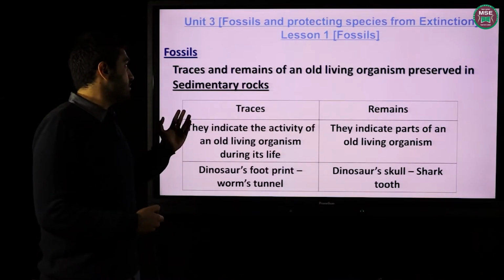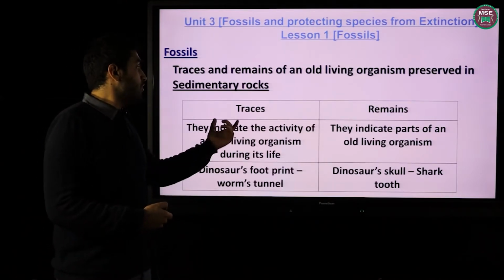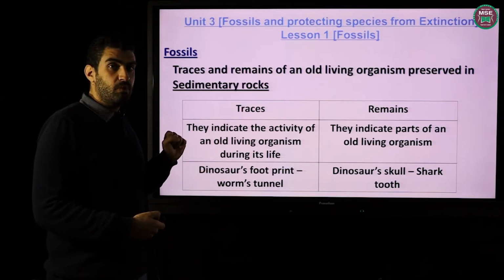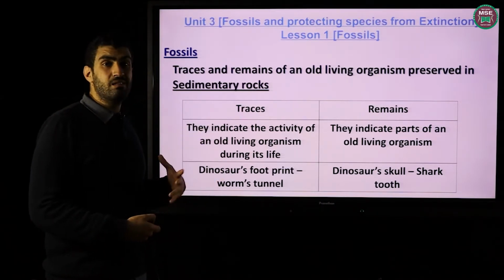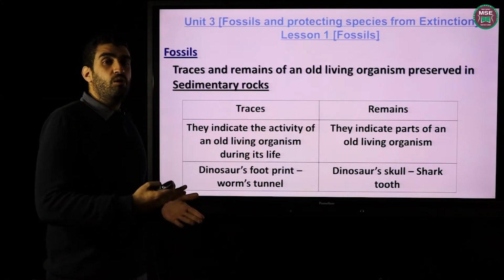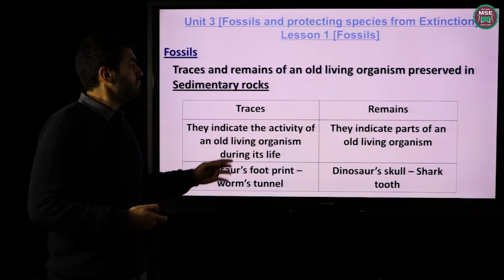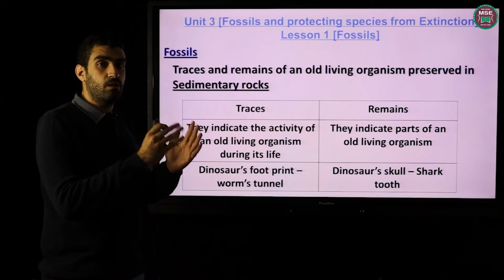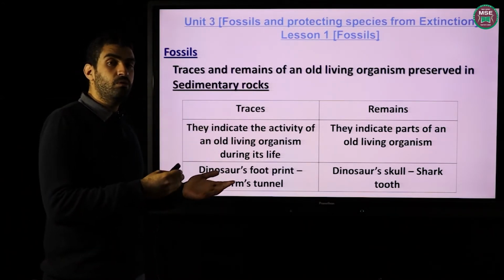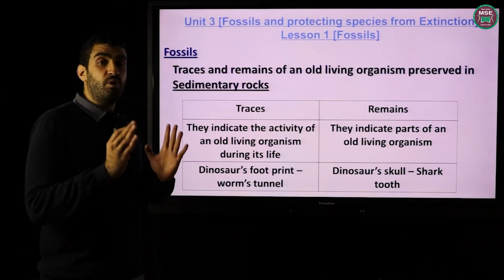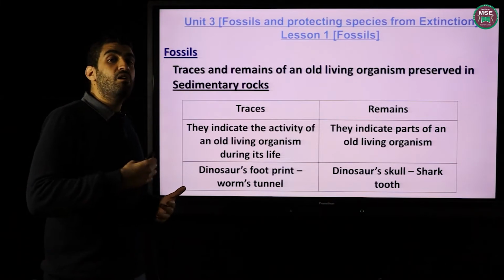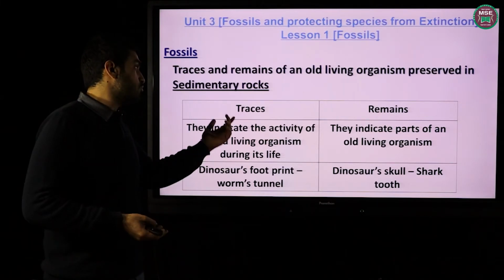What's meant by traces or remains? Traces indicate the activity of an old living organism. Something that tells us the activity of an old living organism. Remains is a part of the old living organism. Part of it. Its skull, its leg, bone, whatever. When we get a part, it's remain. When we get something that represents the activity, it's trace.